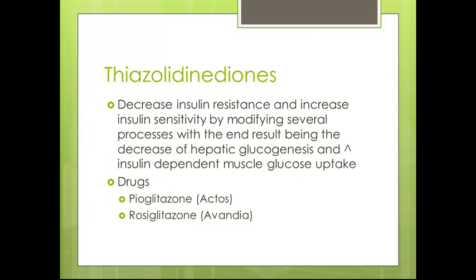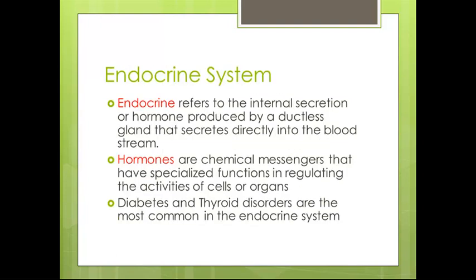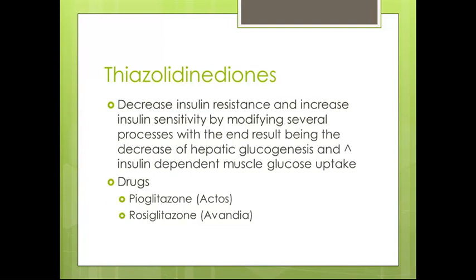Thiazolidinediones decrease insulin resistance and increase insulin sensitivity by modifying several processes, with the end result being a decrease of hepatic gluconeogenesis and an increase in insulin-dependent muscle glucose uptake. Common medications are pioglitazone or rosiglitazone, also known as Actos and Avandia.